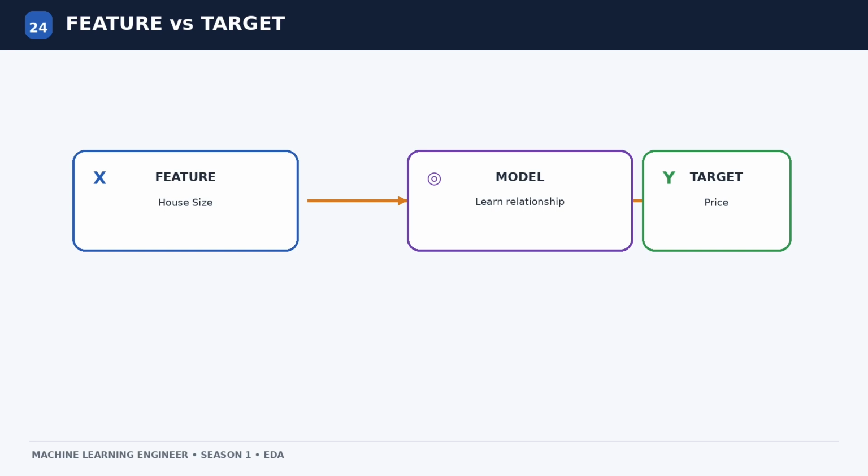We also want to study the relationship between each important feature and our target. If we are predicting house price, we might investigate house size versus price, location versus price, number of rooms versus price, and so on. This helps us understand which variables may contain useful predictive information.